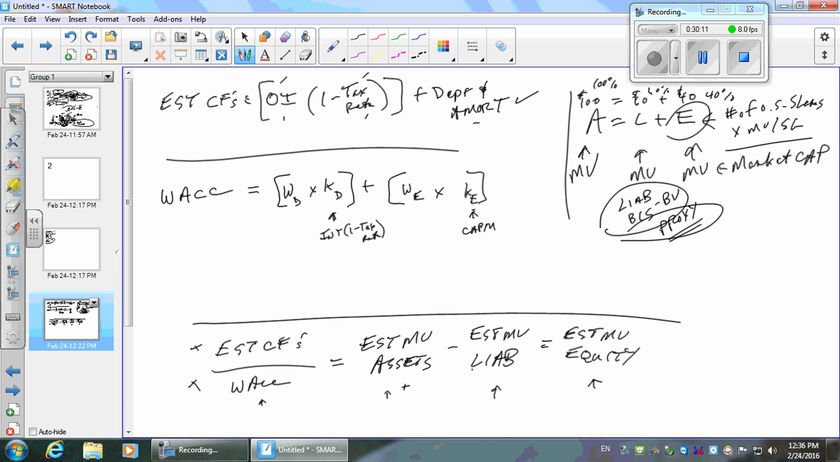So now, where would you get this interest rate? You might take the interest expense on the income statement and divide it by what? Average debt. You can do that. It was a little problem I gave you, that's how you had to do it. That would be the interest. Where would you get the tax rate?